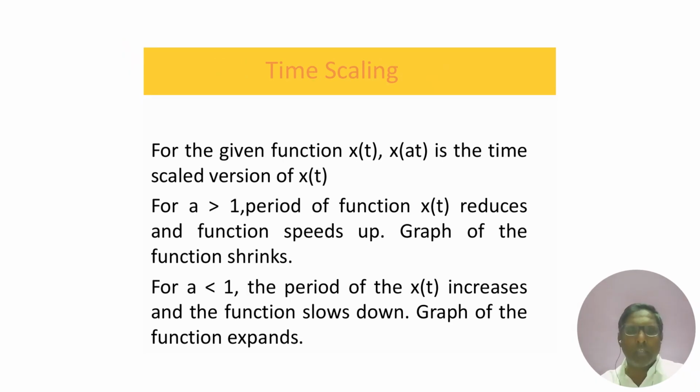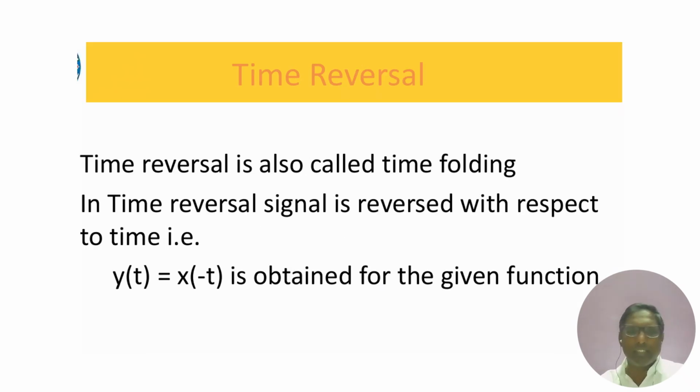Similarly, time scaling. For the given function x of t, x of at is the time scaled version of x of t. Here, if the a value is greater than 1, the period of function x of t reduces and the function speeds up; the graph of the function shrinks. If a is less than 1, the period of x of t increases and the function slows down; the graph of the function expands. Next is time reversal. Time reversal is also called time folding. In time reversal the signal is reversed with respect to time, that is y of t equal to x of minus t is obtained for the given function.